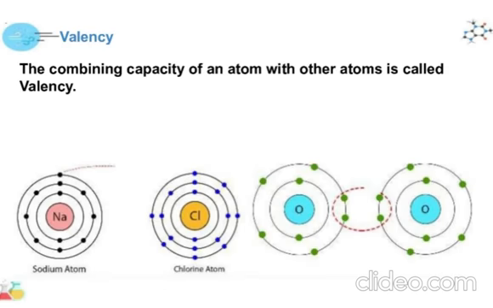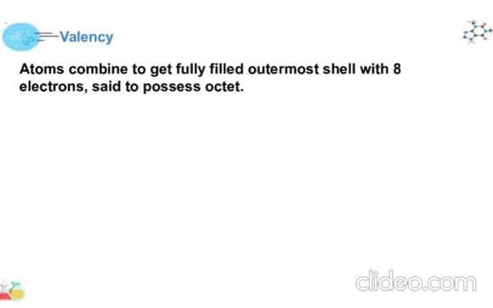Now, what do we mean by valency? Valency is the combining capacity of one atom to combine with another atom. Like here, these are two atoms that I am taking so that they combine. Those are the four valence electrons. So here is how we calculate valency.